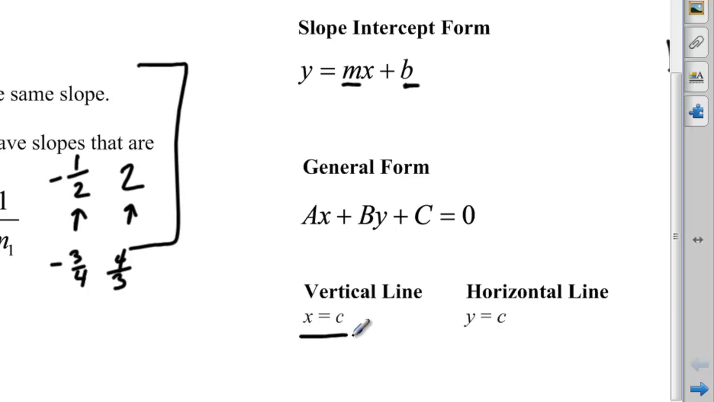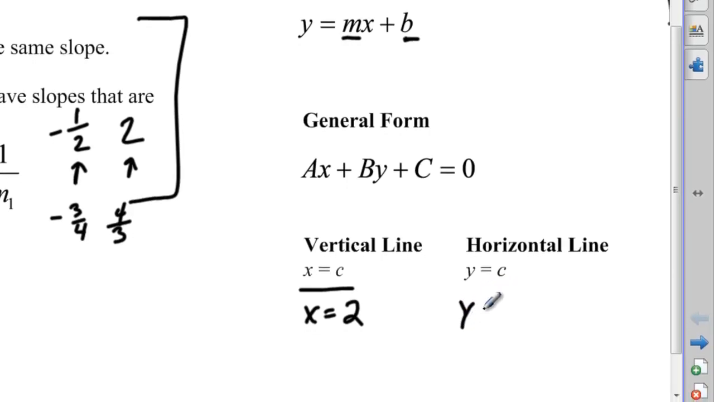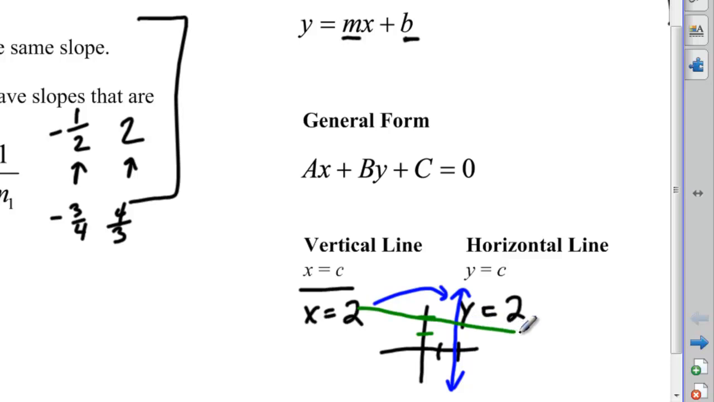Any line that's x equals a number, such as x equals 2, is a vertical line going through 2 on the x-axis. A horizontal line, y equals a number, say y equals 2, would be a horizontal line going through the y-axis. So x equals 2 would be right here. I'll draw it in blue. Vertical line going through 2 on the x-axis, and y equals 2 would be here on the y-axis going horizontally like that. So parallel to the x-axis, that would be y equals 2.